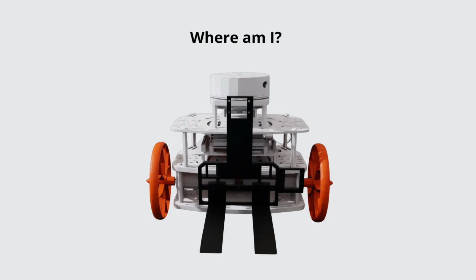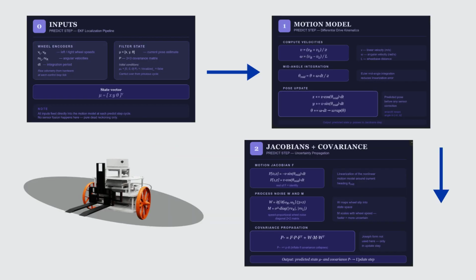Imagine you're a robot and you don't know exactly where you are. Your wheels spin, you can move, but error accumulates with every step. This is called odometric drift, and it's the core problem of mobile robot localization. The extended Kalman filter is the algorithm that solves it.